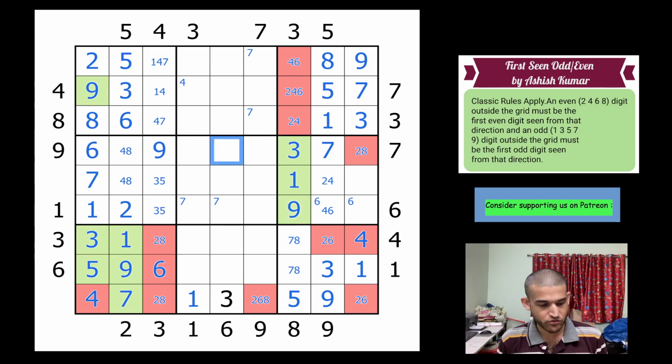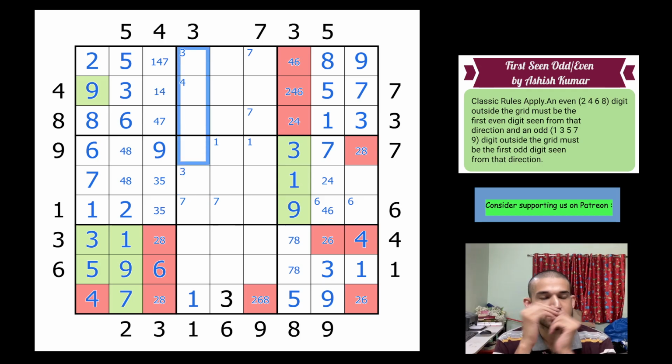Now 1 in row 4 is here. So which is the clue on it to look at? Okay, this 3 clue outside column 4. 3 is either in this cell, cannot be here, cannot be here, cannot be here. It can be here, in which case all of these would be evens. Is that possible?